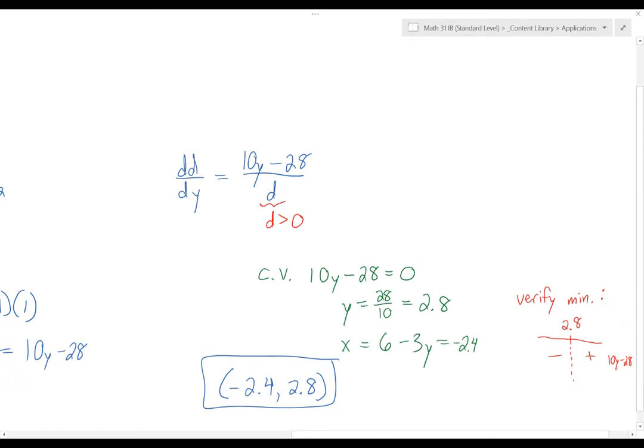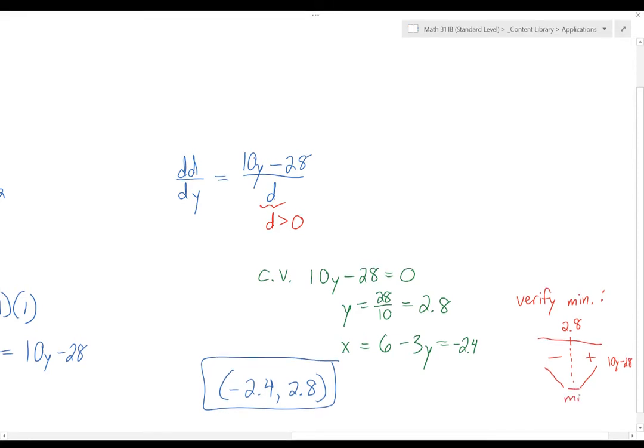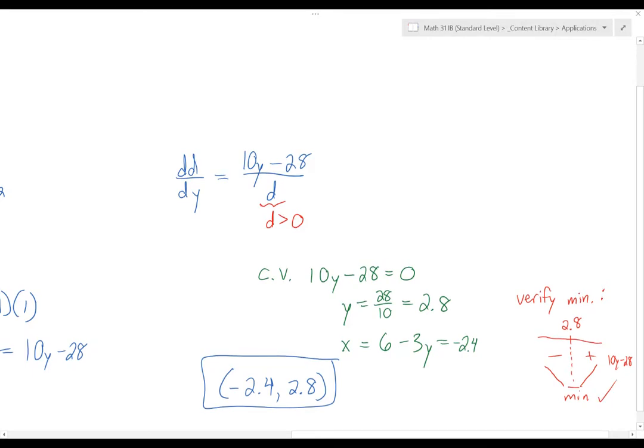So that means the derivative is negative to the left of this value and positive to the right of it, which means that the original function has a downward slope and then an upward slope. Because of that and the fact that there's a 0 here, this must be a minimum. So I have verified that this is in fact a minimum value instead of a maximum value.